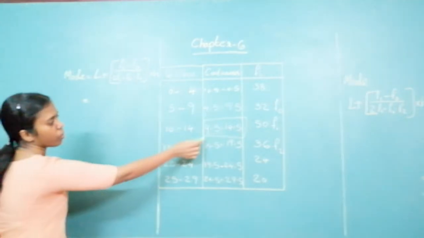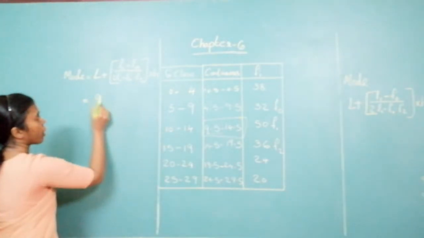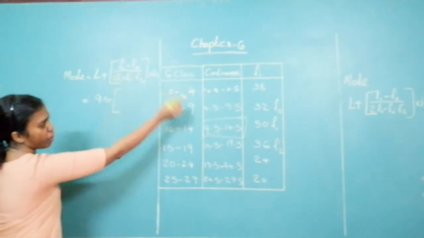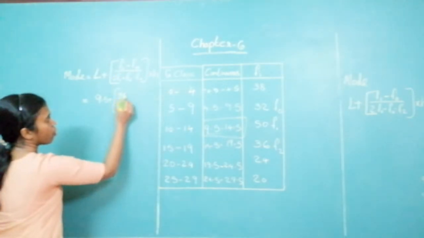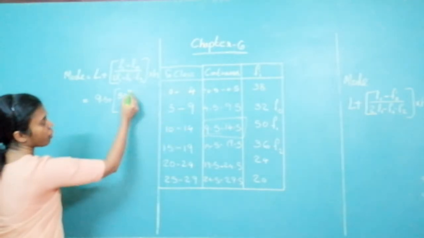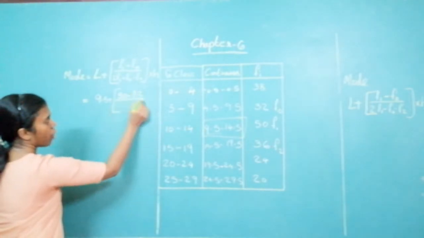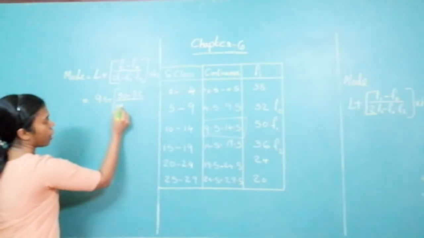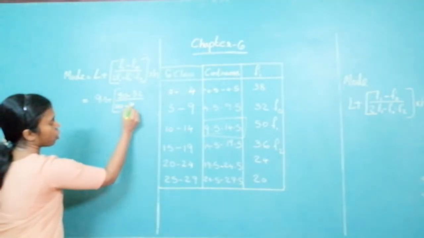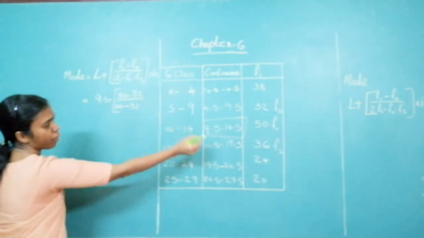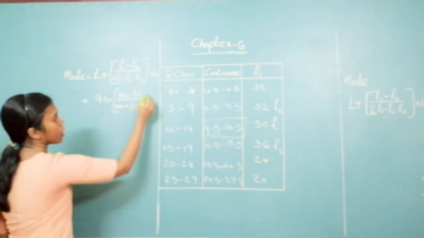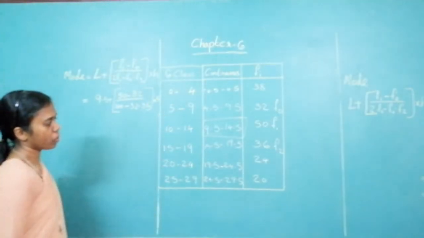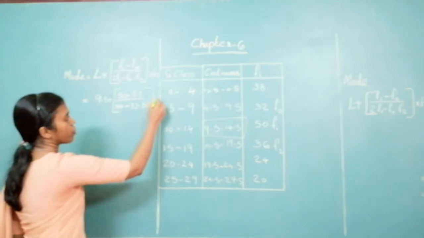L plus, what is your lower limit over here? 9.5, plus bracket f1. What is your f1? 50 minus f0, the one previous to that, that is 32, upon 2f1, that is 2 into 50, that is 100, minus f0, 32, minus f2, 36, bracket close, into h. What is your h? 5. So h is 4.